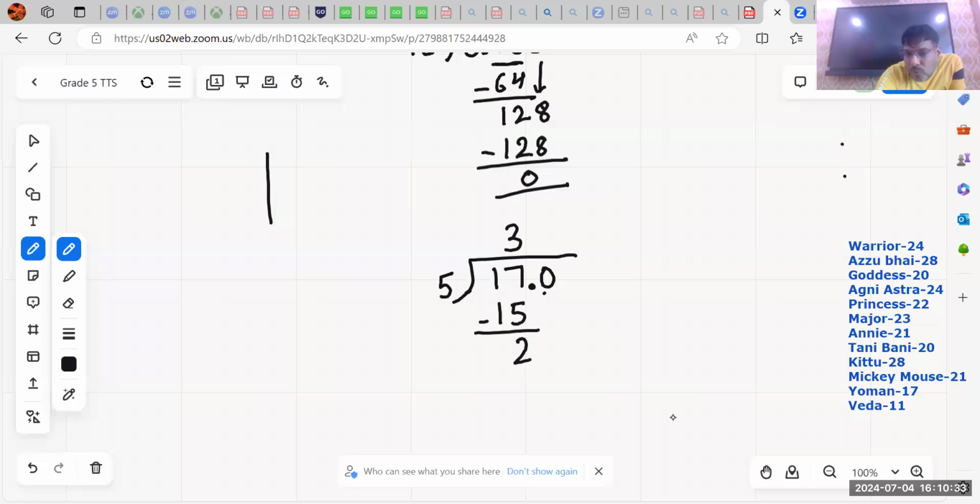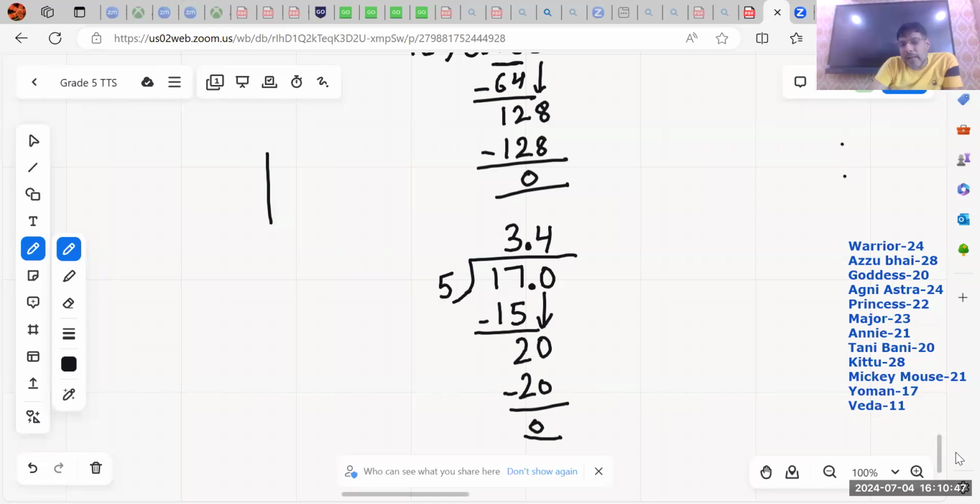I put a 0. So then it can fall down. Then 5 fours are 20. So now 17 divided by 5, I have got the number in decimals. My number is complete. I did not get any remainder. I got my full quotient in decimals. Understood?